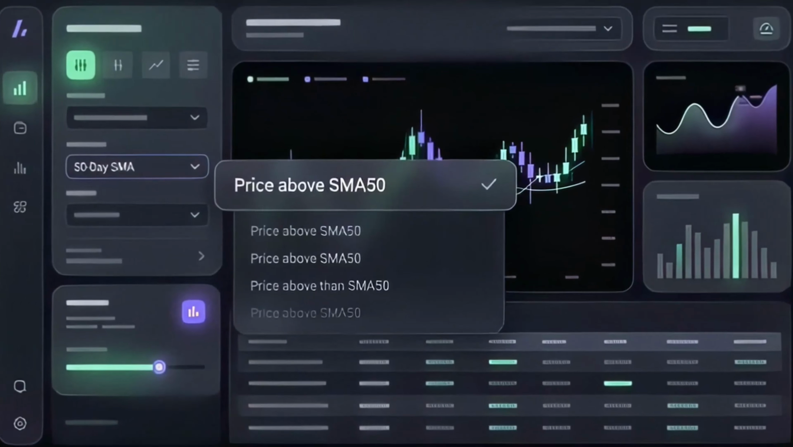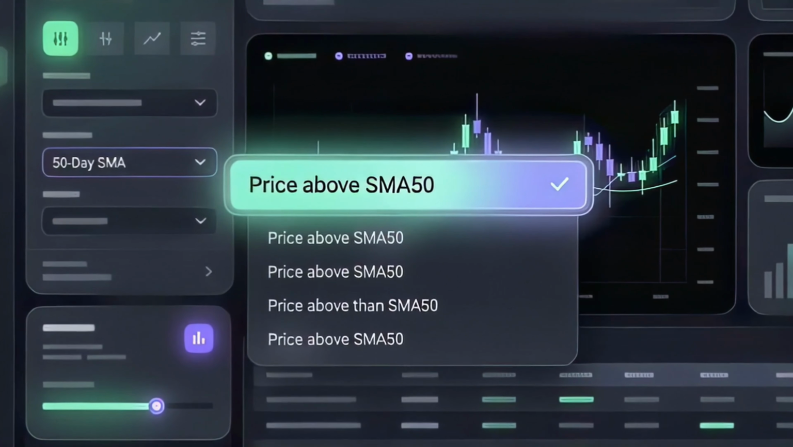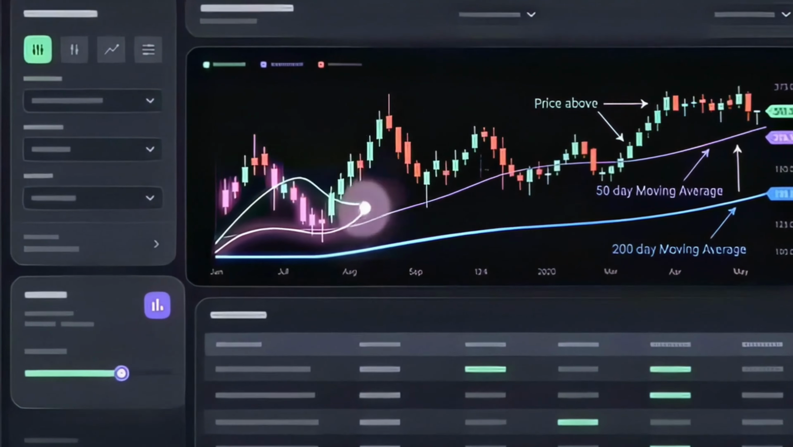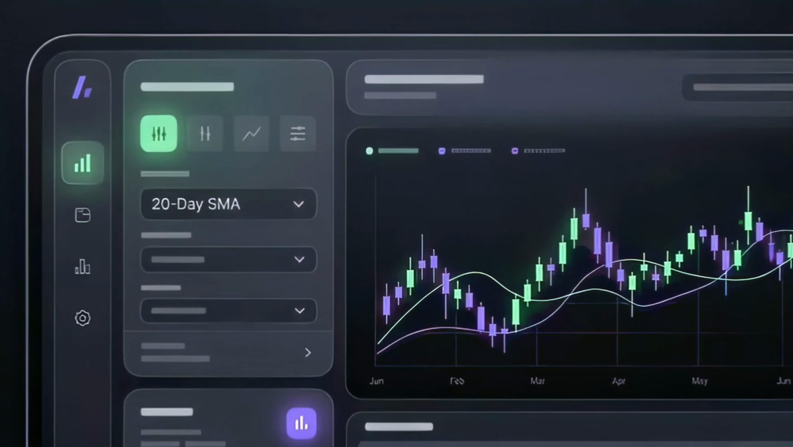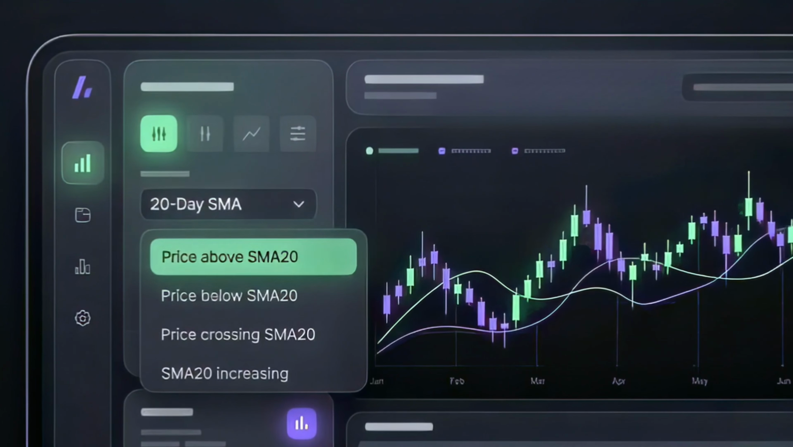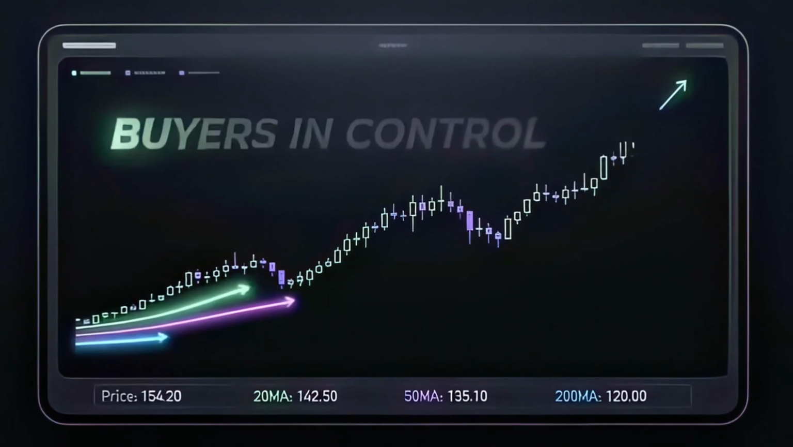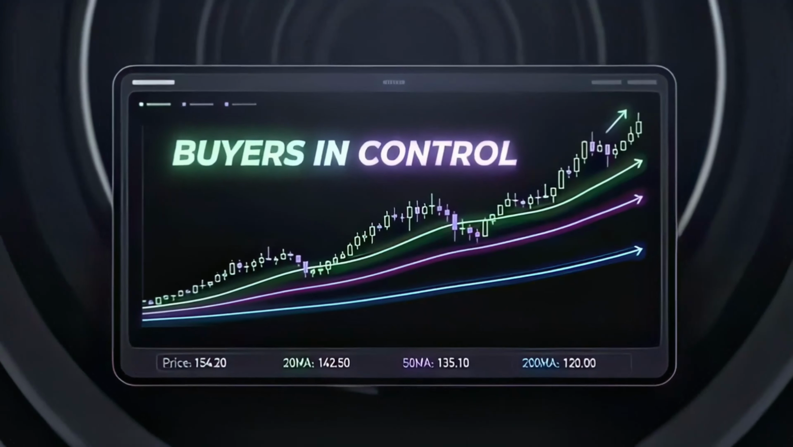Then the 50-day simple moving average filter, set that to price above the 50-day simple moving average. That's your intermediate trend. It confirms the stock isn't just above its long-term average by accident. The last couple of months have been strong too. And then the 20-day simple moving average, set to price above the 20-day simple moving average. That's short-term momentum. Price is above its recent average, which means buyers are in control right now, not just historically.